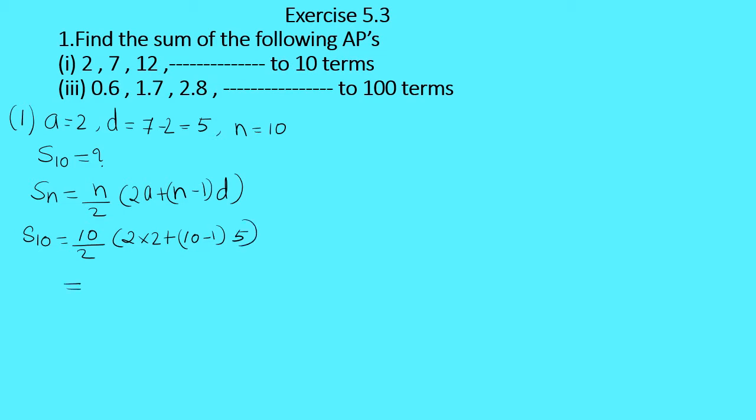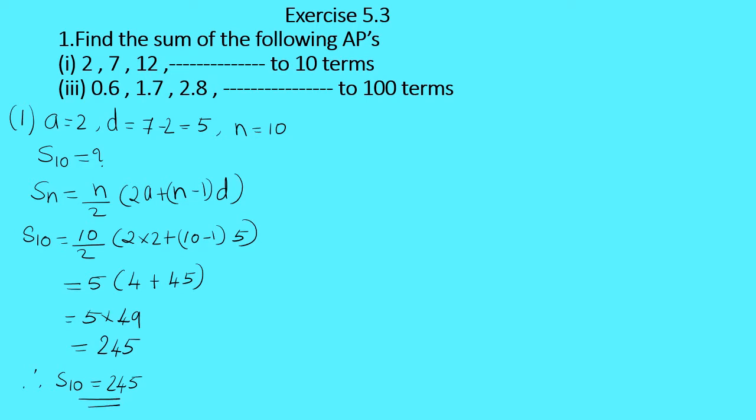That is 10 upon 2, 5 multiplied by 2 2s are 4 plus 9. 10 minus 1 is 9. 9 multiplied by 5, that is 9 5s are 45. That is equal to 5 multiplied by 4 plus 45, that is 49. That is equal to 5 multiplied by 49, that is 245. So you are getting S10 equal to 245.